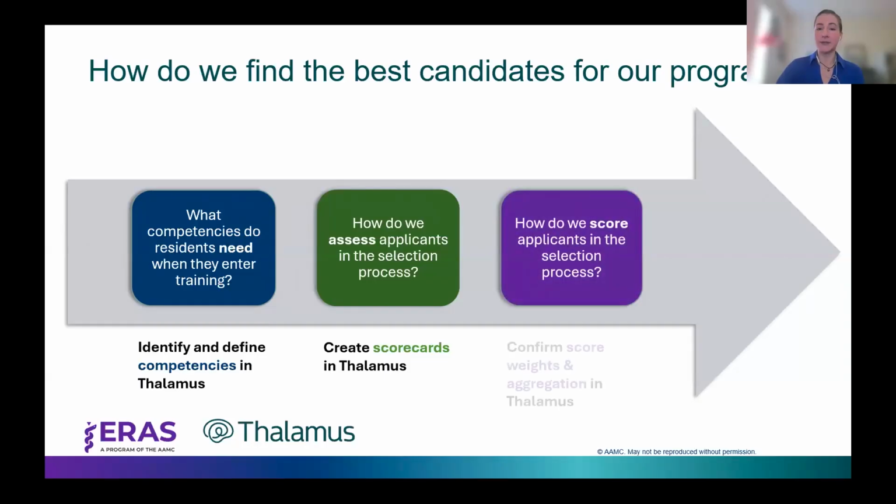Third is scoring applicants. In Thalamus holistic review, you can combine and weight scorecards to identify applicants best suited for your program. During today's webinar, we'll focus on the best practices and steps for identifying those critical competencies and characteristics. Then we'll preview Thalamus holistic review so that you can see how each of these key steps are implemented in the Thalamus platform.